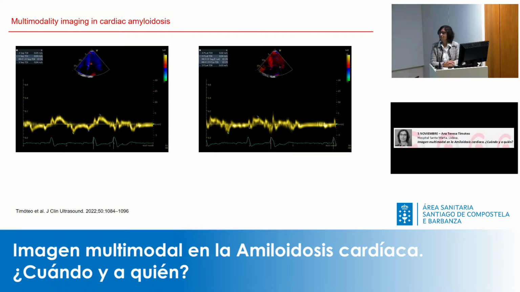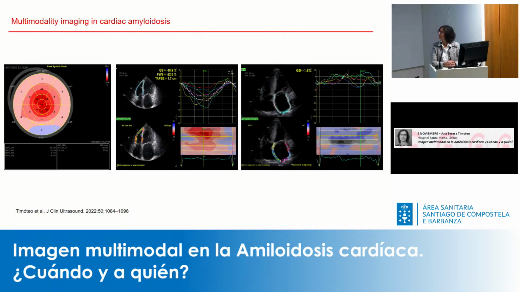As you can see, velocities are very, very low. The polar map, as you can see, you can call it the cherry on top of the cake, because the apical segments have a preserved strain, but in the medium and basal segments the strain is very, very compromised. So this is an apical sparing pattern that we have described. We can also measure right ventricular strain and left atrial strain, which is also involved.